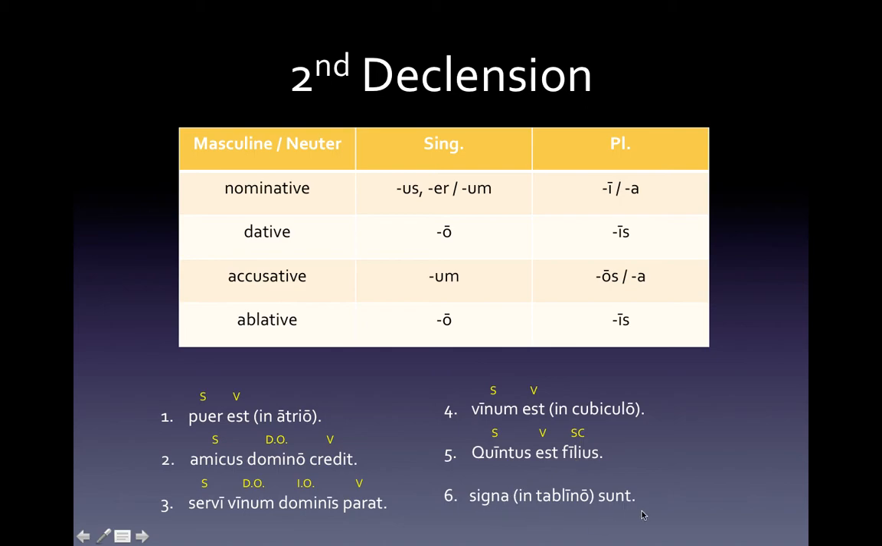Signa in tablino sunt. All right, so you're probably wondering why I put what appears to be a first declension feminine noun in here, but it's not. In the nominative singular, this word is signum. It is a neuter noun. Therefore, this is either nominative plural or accusative plural. So we look at our verb. Our verb is plural, so we want the verb to be, it means are. Therefore, this is the nominative plural. So the signs are in the study.